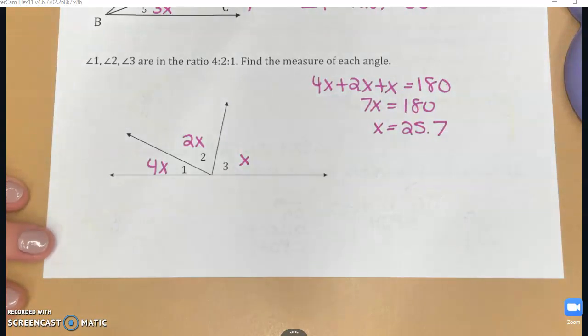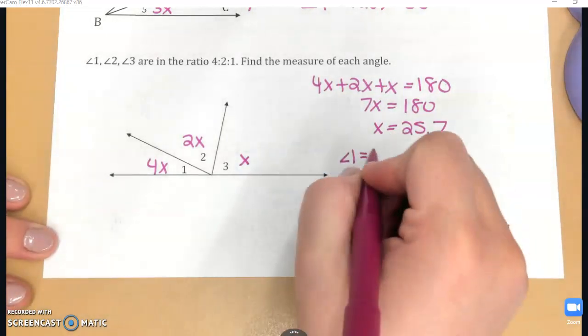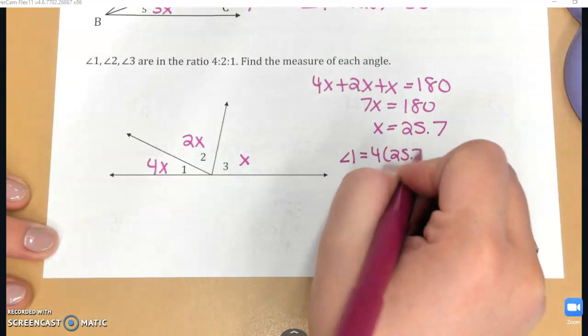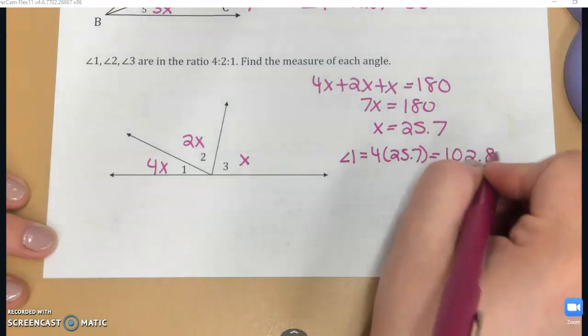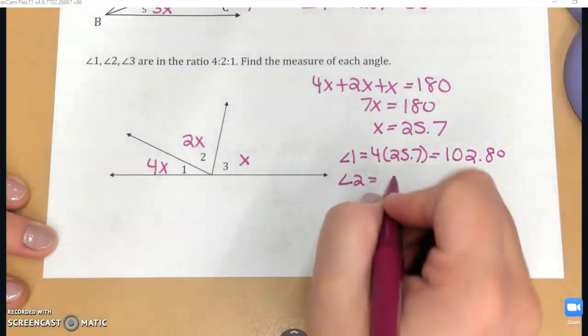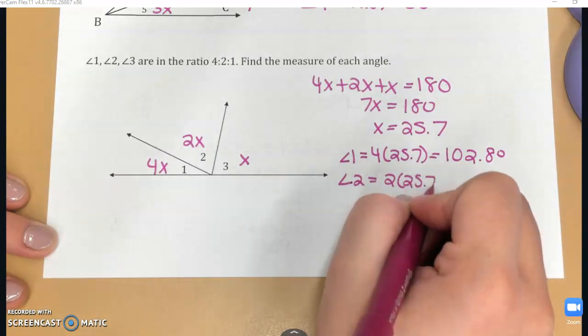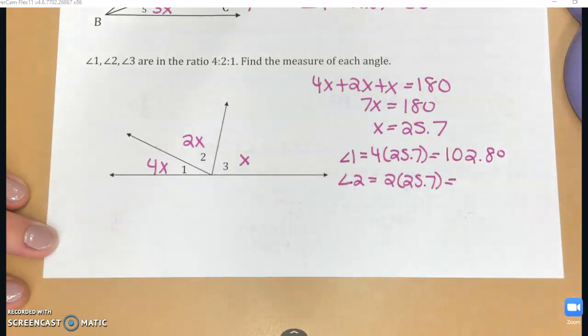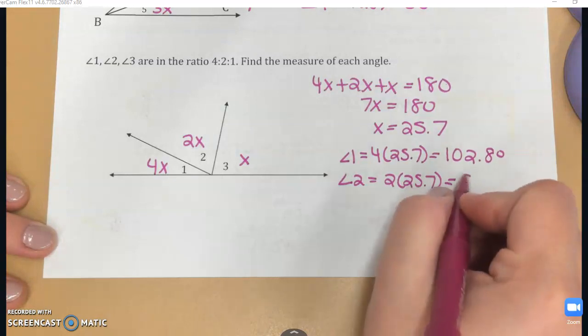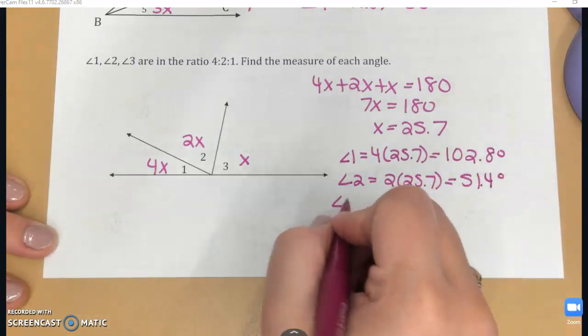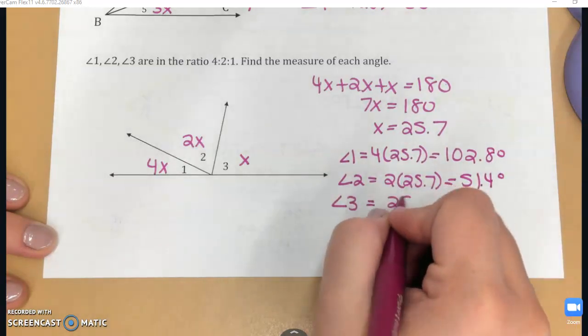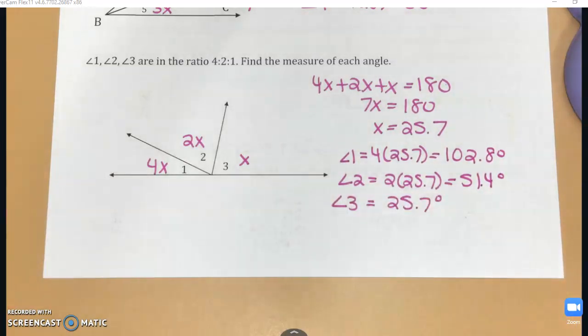So now that I know x is 25.7, angle 1 is 4 times 25.7, which is 102.8 degrees. Angle 2 is 2 times 25.7, which is 51.4 degrees. And angle 3 is just x, 25.7. And that concludes our 1.5 notes.